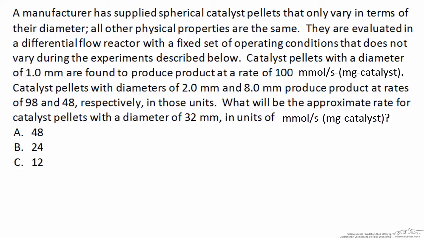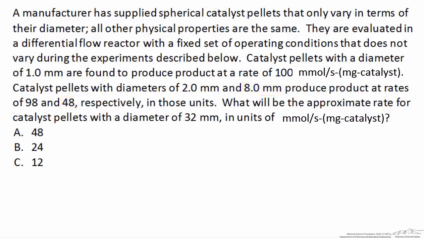What we observe in performing these experiments is that when we have catalyst pellets with a diameter of 1 millimeter, we get a rate of 100 in certain units. The rate barely goes down when we use 2 millimeter catalyst pellets. It goes down to 98. But then when we use 8 millimeter catalyst pellets, we see that the rate goes down pretty significantly to 48.